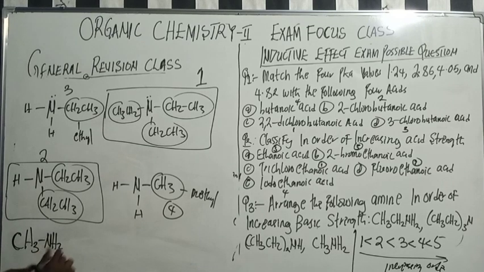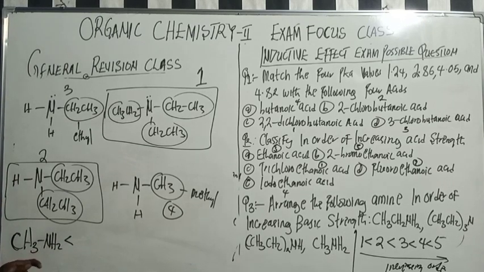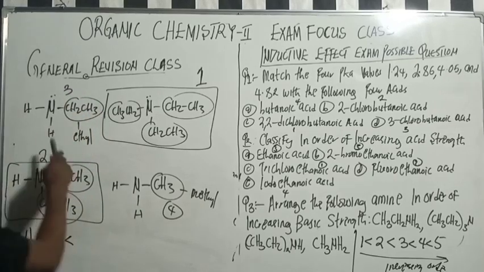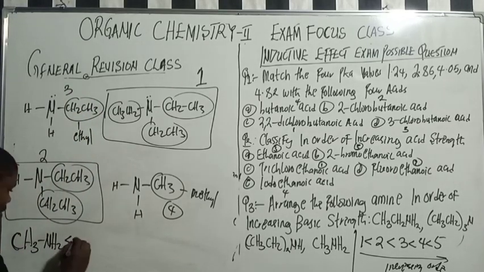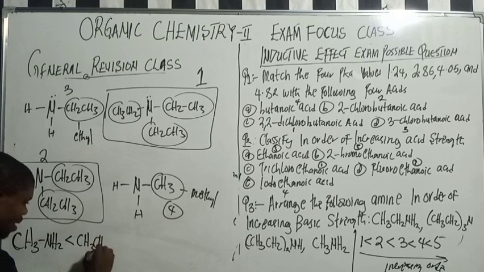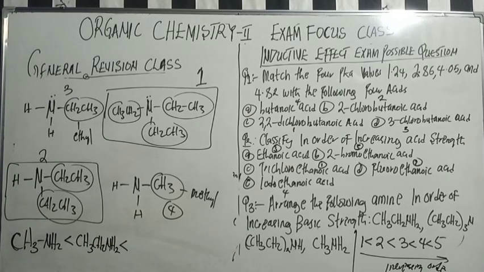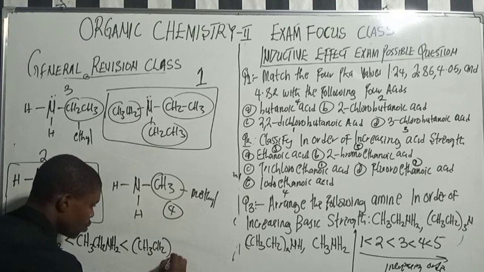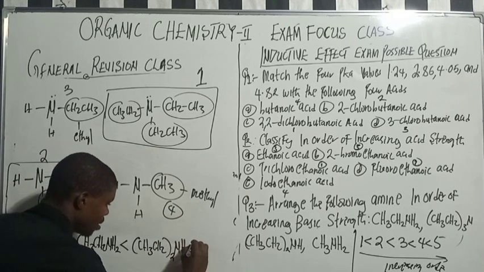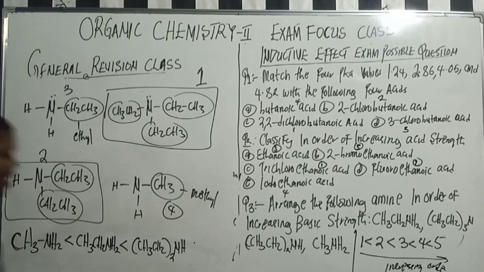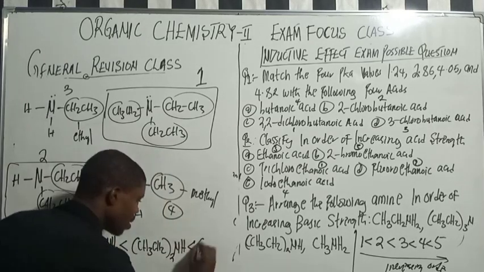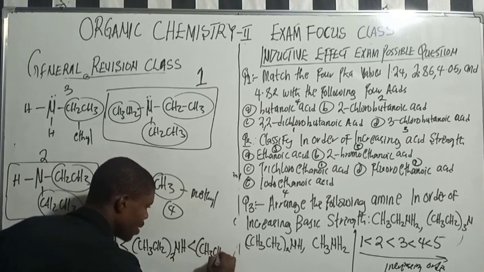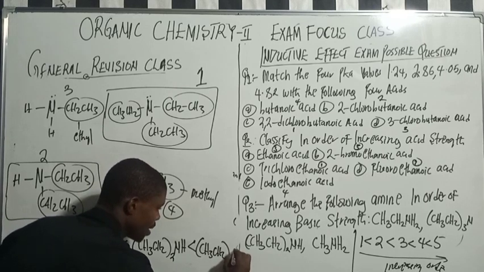CH3NH2 is less than, what is next? The next one is this one here: CH3CH2NH2, less than. Then here we have this one here, (CH3CH2)2NH, right? Then less than. Here we have (CH3CH2)3N. This is that.